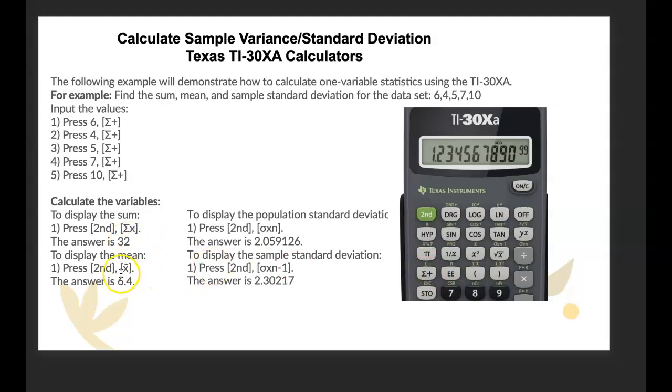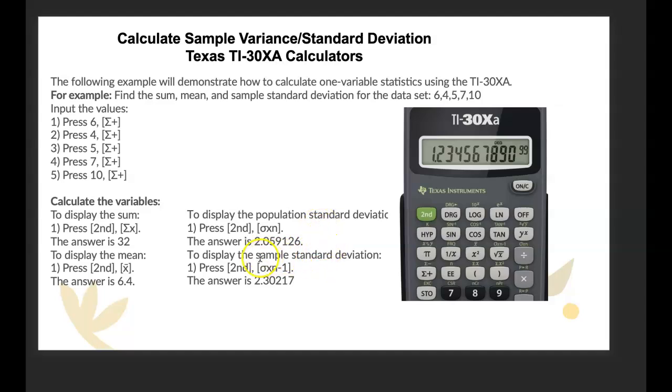For example, you want to calculate the average. So what do you do? Push the second button, and then there's an average. You see that X bar here? The small X bar here. Push that button, you will get 6.4, which is the average. Now, how do we calculate the standard deviation here? Remember, there are two fancy standard deviations here.